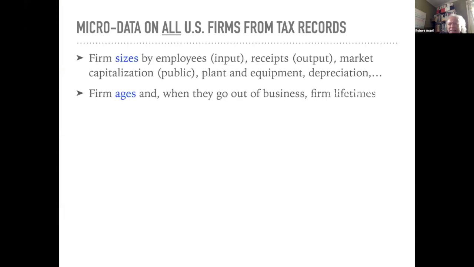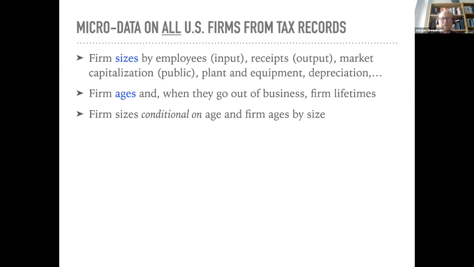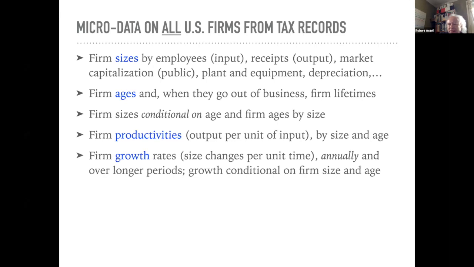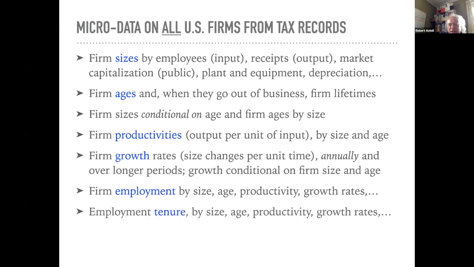Well, we have firm sizes according to many different metrics: employees, receipts, firm ages, lifetimes. Then we can slice and dice these data, like, how does a lifetime depend on the receipts or whatever it is? Lots of different ways to do that. Productivities, output per unit of input. Growth rates, how things change over time, as longitudinal data as well as cross-sectional. Employment, who are the workers, how long do they stay in their job, et cetera. Networks. I'm going to show you some examples of all this stuff.